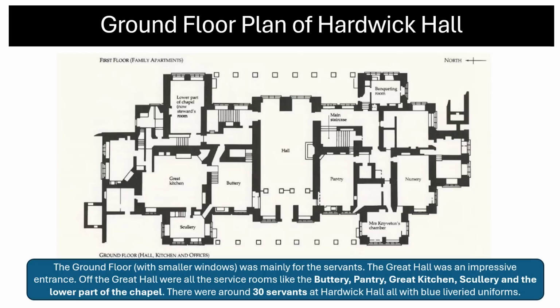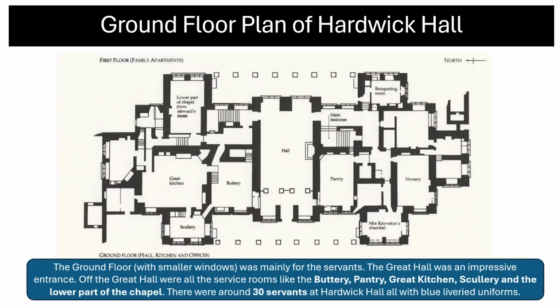So here's a ground floor plan of Hardwick Hall. Now the ground floor with smaller windows was mainly for servants, and you can see you go in through the Great Hall. This is now a Great Hall being an entrance. But it's an impressive Great Hall, and we'll talk about that in a moment. Off the Great Hall were all the service rooms like the buttery, pantry, great kitchen, scullery and lower part of the chapel, which is used for servants to worship.